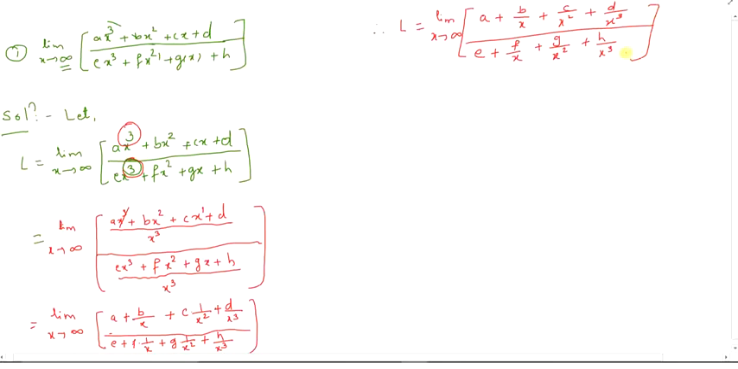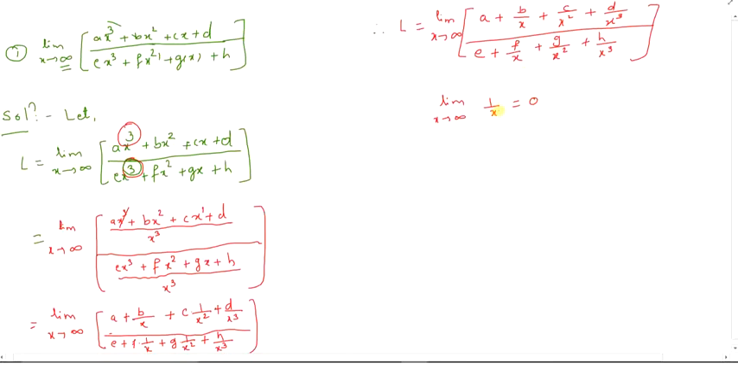Now you can see there is no x in the numerator, isn't it? Everywhere we have x in the denominator. Therefore, by using the formula, which formula have we learned? As x tends to infinity, 1 by x is equal to 0. So, using this one.